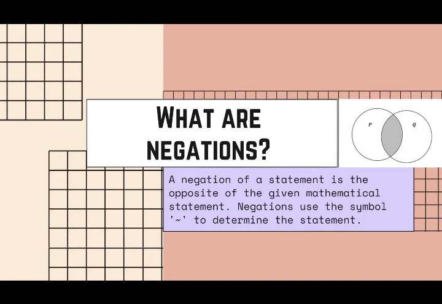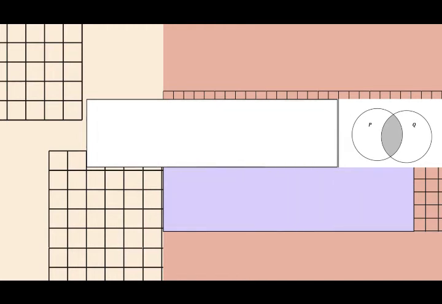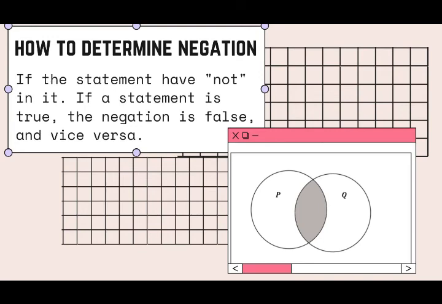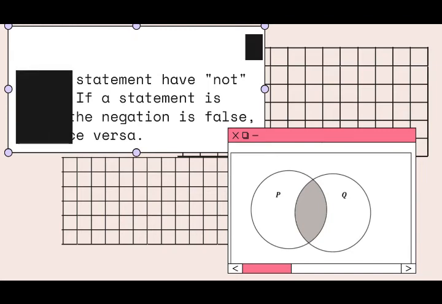Negations. A negation of a statement is the opposite of the given mathematical statement. Negations use the wave symbol to determine the statement. To determine negation, check if the statement has not in it. If the statement is true, then the negation is false and vice versa.